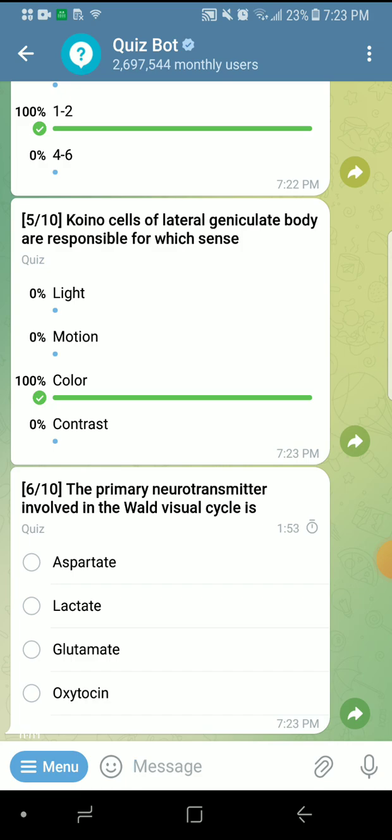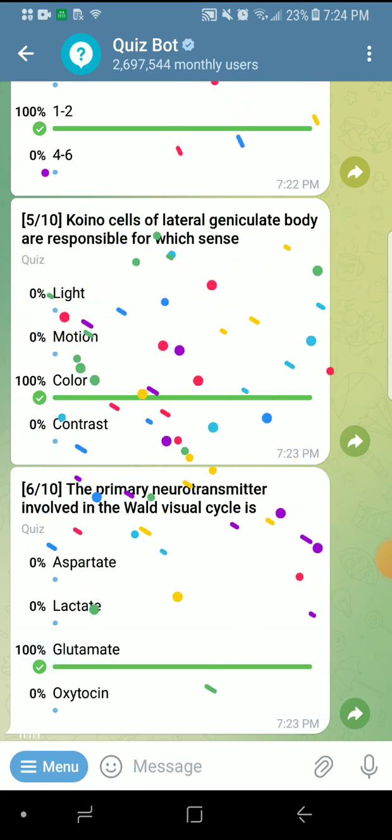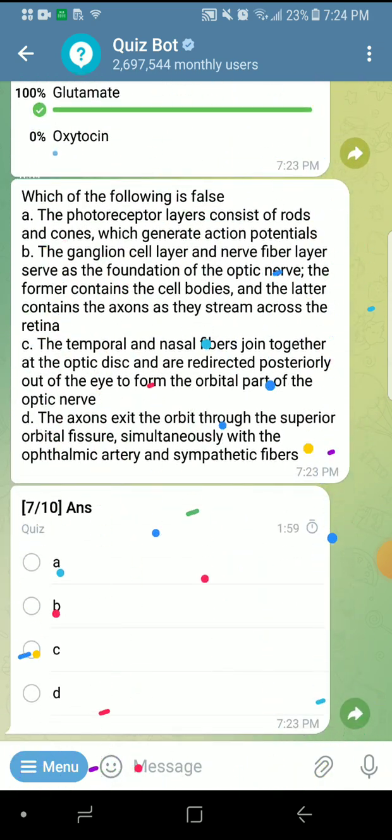Now let us go on, and this question I've answered already. The neurotransmitter in the Wald's visual cycle is glutamate. That is phototransduction and photoregeneration cycle. That is, glutamate is involved. In hyperpolarization, the value decreases. In depolarization in dark, the value increases.